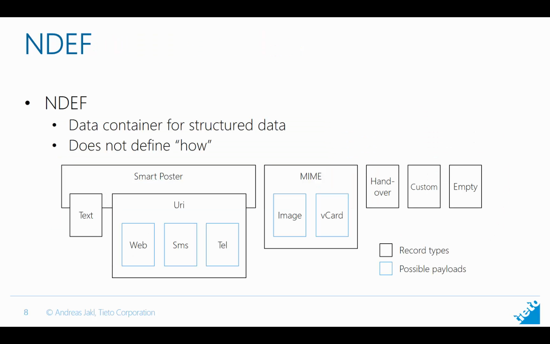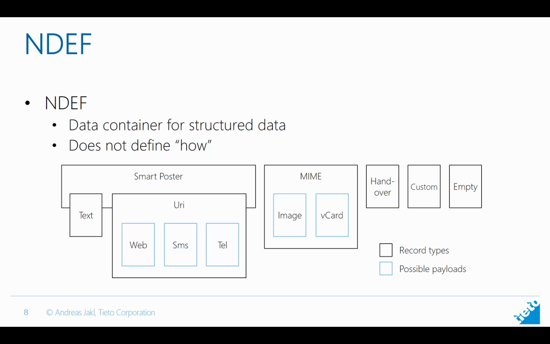So NDEF is the data container for structured data. It doesn't define how the data is actually transmitted, but it defines the data itself. There are several different categories. For example, you can have URLs, you can have text messages. A URL can also be something where you tap and an SMS is sent, which is often used, for example, for buying public transport tickets. You just tap the NFC tag at the bus station. The phone will ask you, do you want to buy a ticket? By sending this SMS, you just confirm, and that's it. You get the ticket to your phone without having to type in some SMS yourself.